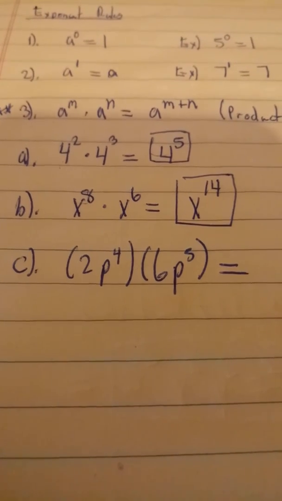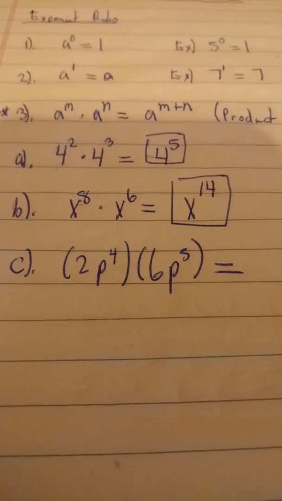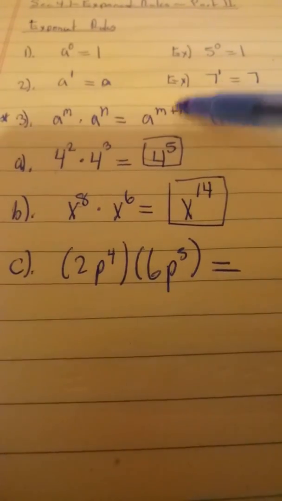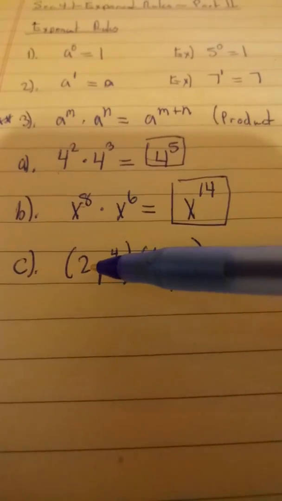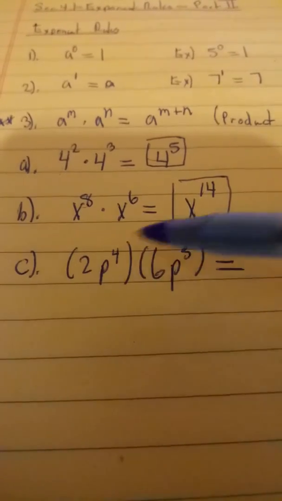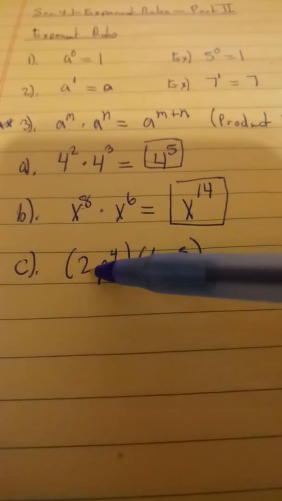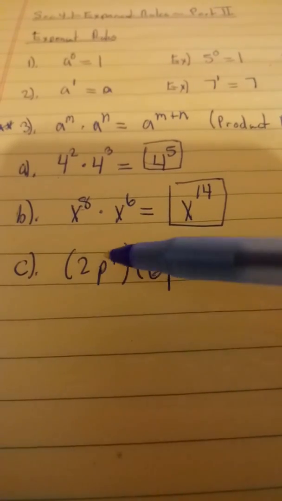All right, so it makes it a little bit different than what we had before. Now keep in mind that this product rule, the bases have to be the same in order for you to apply this exponent rule. So we're first going to start off with the numeric ones. We have a 2 and we have a 6. Obviously, both of them are not the same. So what we're going to have to do here is multiply them.